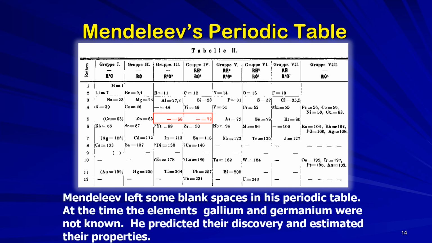Mendeleev left some blank spaces in his periodic table because the elements were not discovered. At that time the elements gallium and germanium were not known. This space is for gallium and this one is for germanium. He predicted their discovery and estimated their properties, and what is very interesting is that when they were discovered, the properties he predicted were found to be accurate. Germanium was called germanium because it was discovered in Germany.